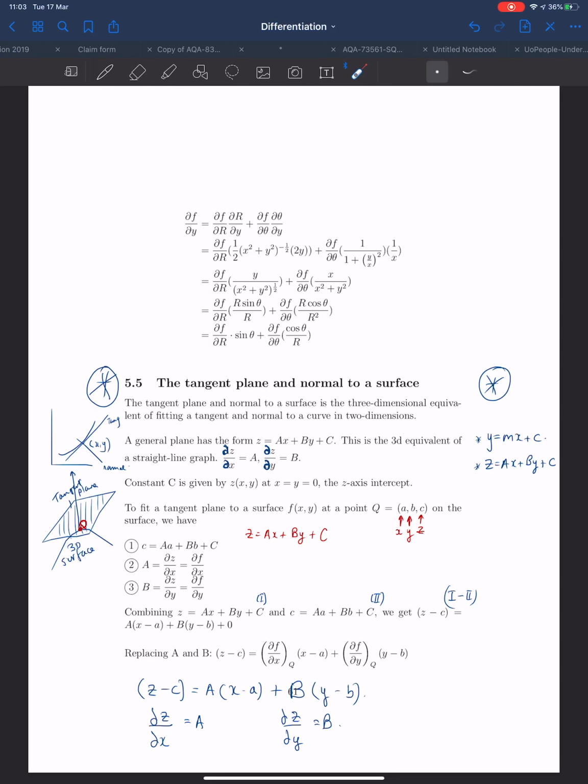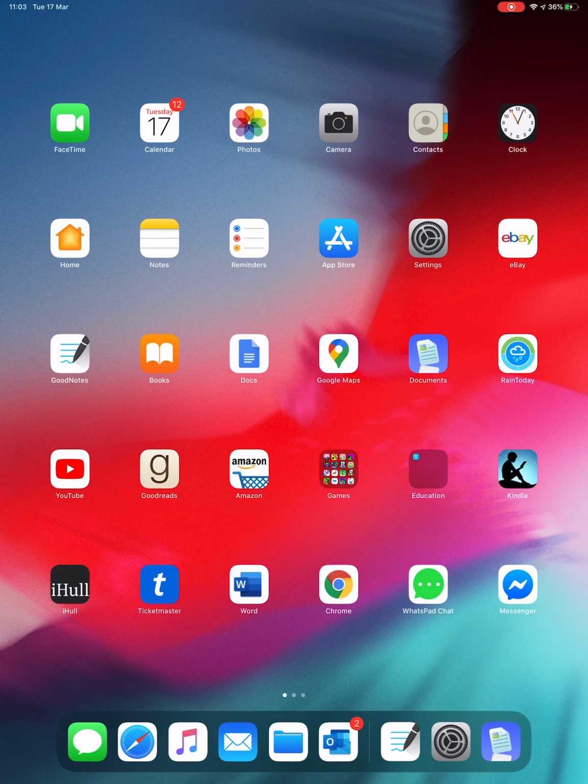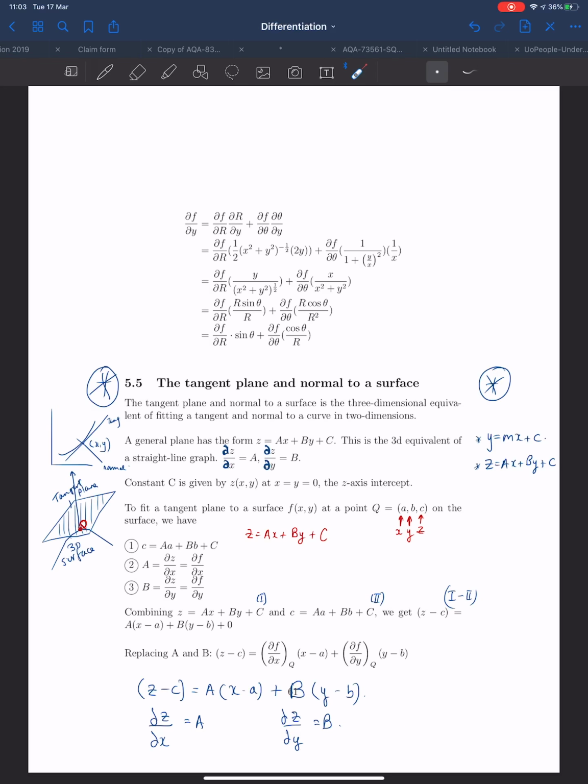Let's summarise what we've got so far. We have z minus c. This is the z coordinate of Q, this is the x coordinate of Q, and this is the y coordinate of Q. A and B we're going to work out in a minute. Put it all together, we can rearrange it to get z equals a(x minus a) plus b(y minus b) plus c, which is the 3D equivalent to y equals mx plus c.